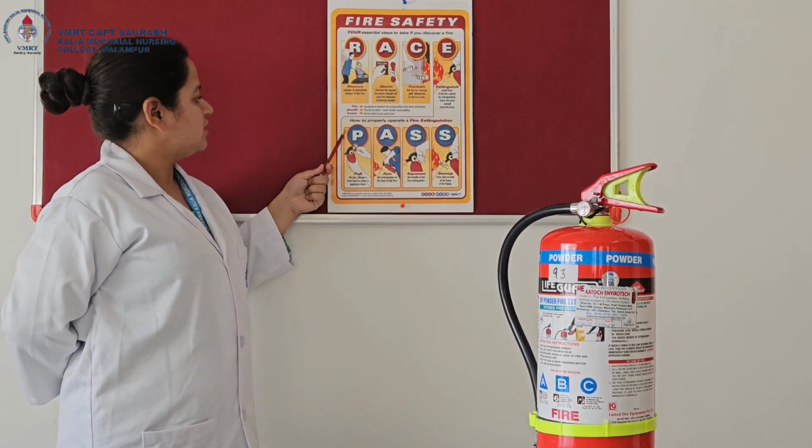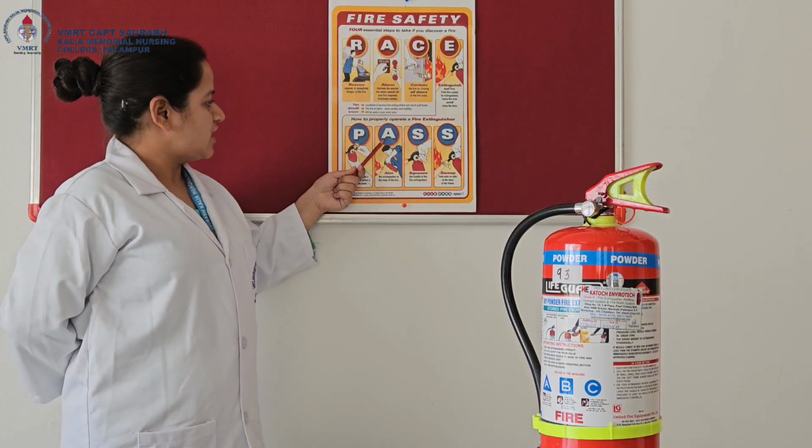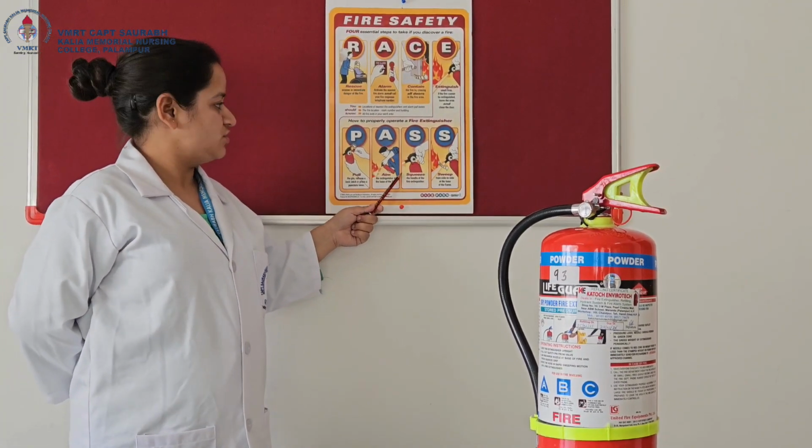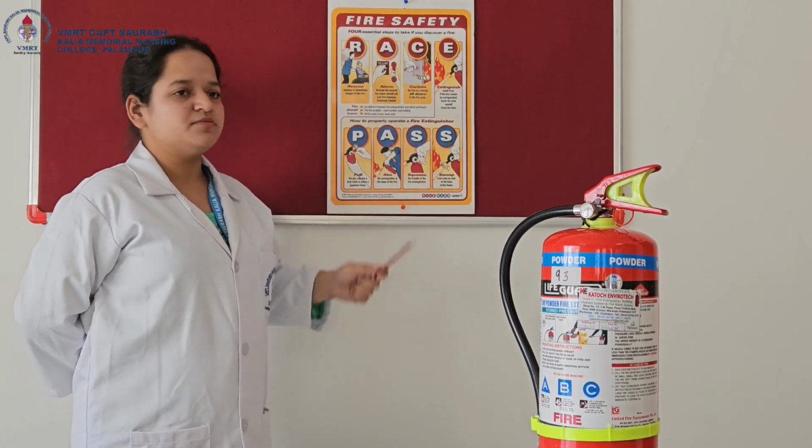Now the PASS method. P stands for pull the pin, A stands for aim at the base of the fire, S stands for squeeze the handle of the extinguisher, and S for sweep from side to side at the base of the fire. So now you cannot control these public hazards, but you can act wisely during these hazards.